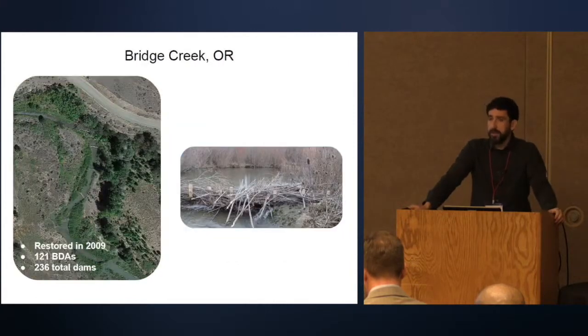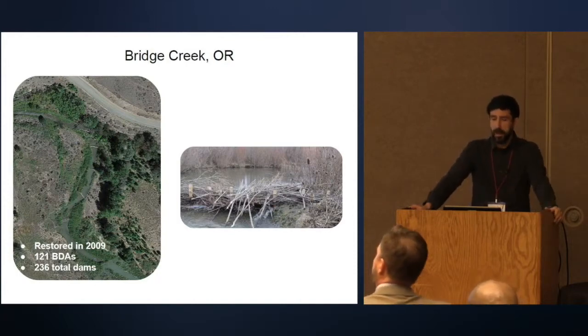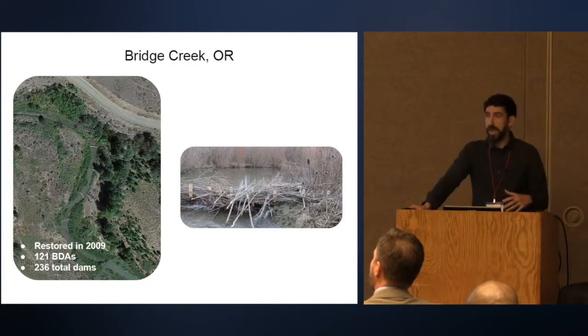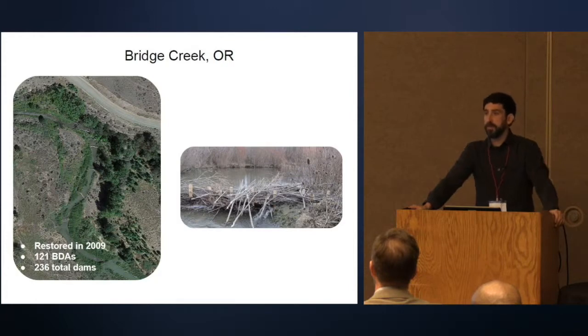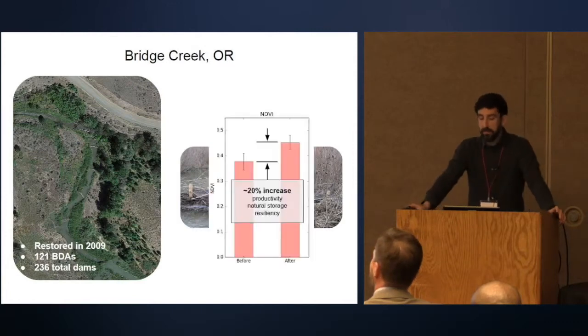Then we also looked at another project over in Oregon. This is on Bridge Creek, which is a perennial stream system. Here, beaver dam analogs were installed back in 2009. 120 of these beaver dam analogs were initially installed. Later, beaver came back in and installed another 120 to complement that. So we're looking at the full response of this project. And again, we saw about a 20% increase pre to post restoration.